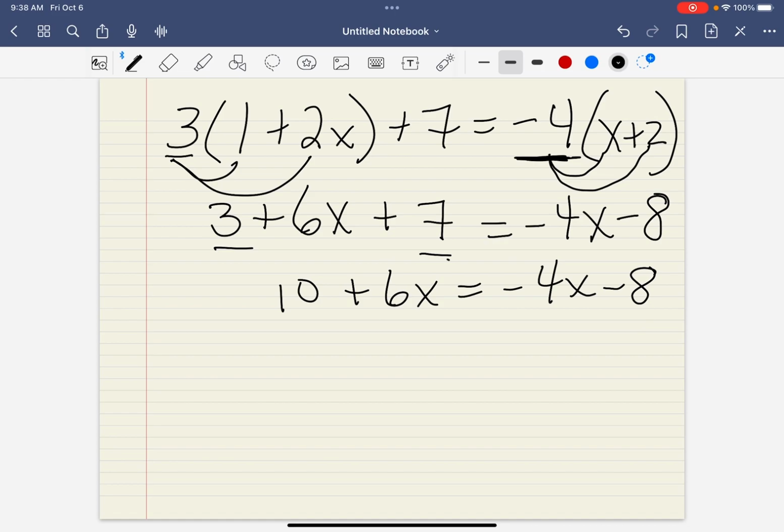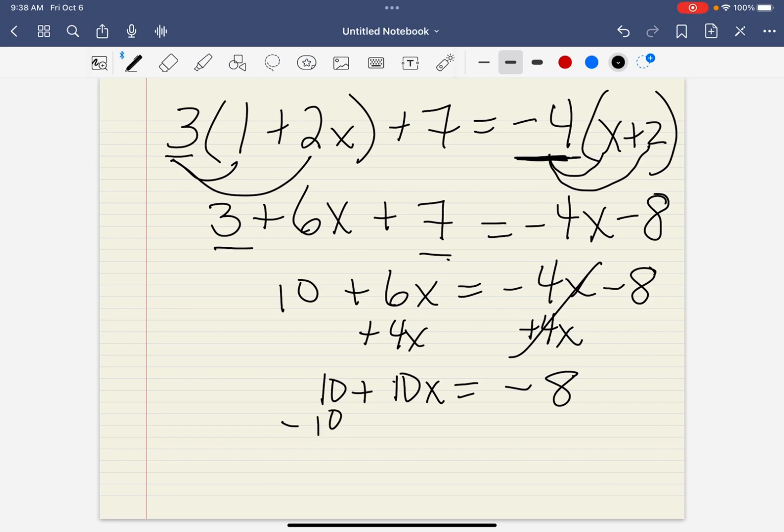Now, which way would you move? And there isn't a wrong way, but if we want to try to keep the variable positive, we should add 4x to both sides. So there it cancels. We have 10 plus 6 plus 4 is 10x is equal to negative 8. Okay, so now we subtract 10 from both sides, and we get 10x is equal to negative 18.